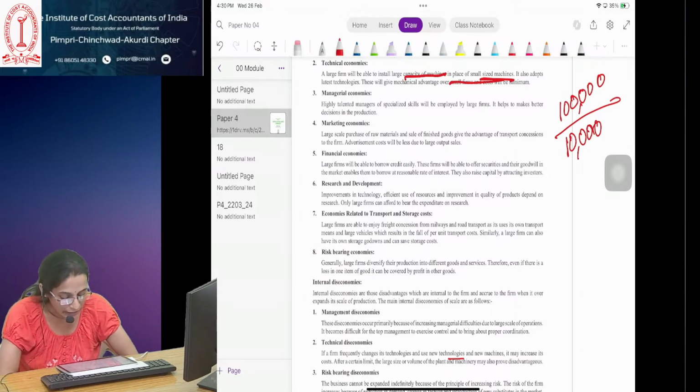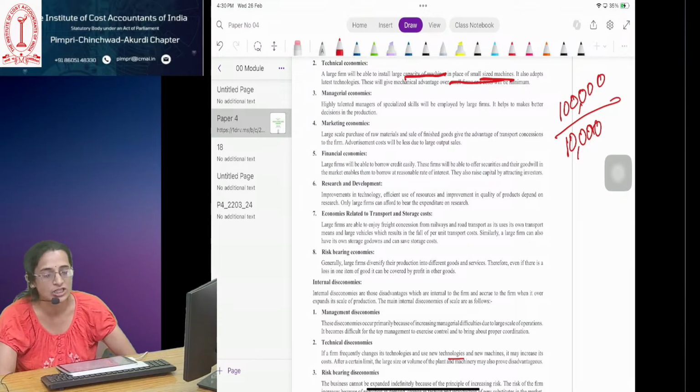Means the large vehicles, which results in a fall in per unit transport cost. Similarly, a large firm can also have its own storage godowns which can store raw material and finished goods, and the cost will get reduced, right?